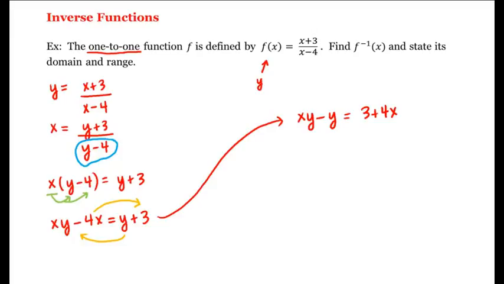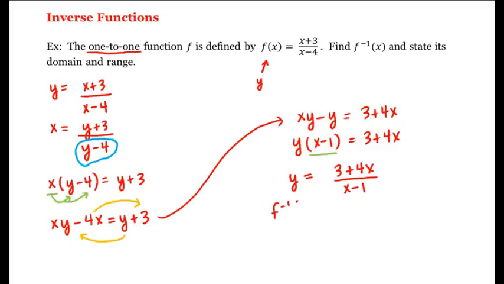And now on the left-hand side, we can factor out a y. And if we divide both sides of the equation by this x - 1, we will have solved for y. So y is equal to (3 + 4x) divided by (x - 1). And this is f inverse. So f inverse of x is equal to (3 + 4x) divided by (x - 1).